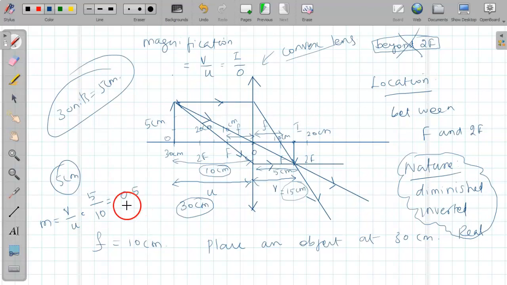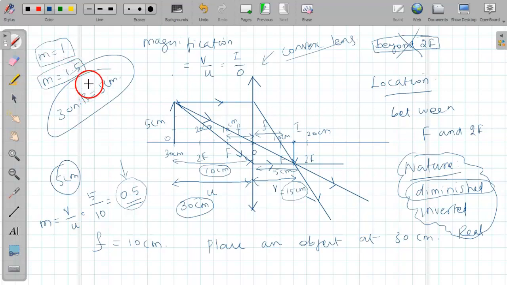Now just observe this value, it is a decimal value, means smaller than 1. If it is smaller than 1, the size of the image is diminished, means smaller than the object. If the magnification value is 1, then we should know the image and object size are the same. If the magnification value is more than 1, for example 1.5 to 2.53, you should know the size of the image is bigger, magnified, bigger than the object.